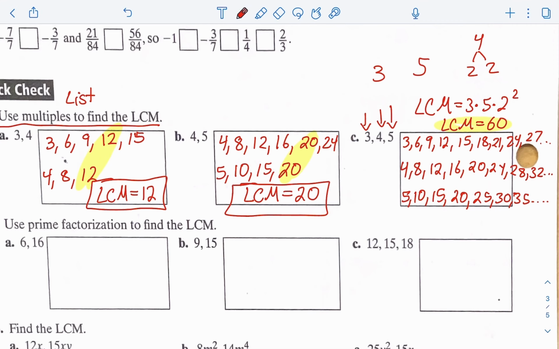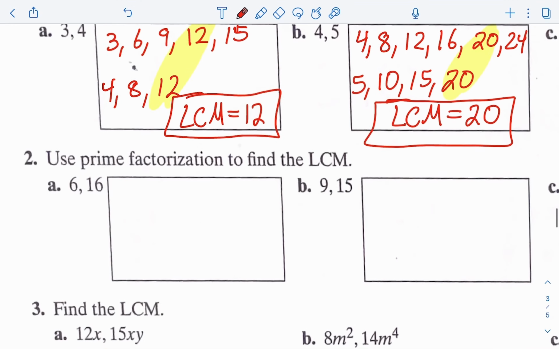All right, now we're going to use prime factorization to find the LCM. So this is where we're going to use trees from the beginning. So I'll do A with us. So we have 6, oops, which breaks apart to be 2 and 3, 16, which breaks apart to be 2 and 8, 2 and 4, 2 and 2.